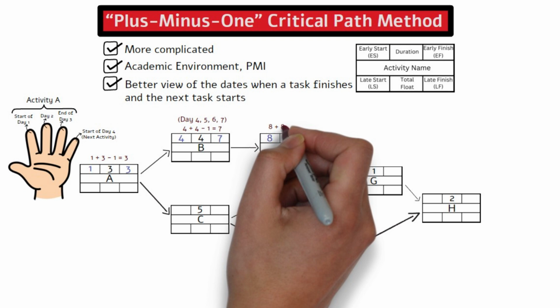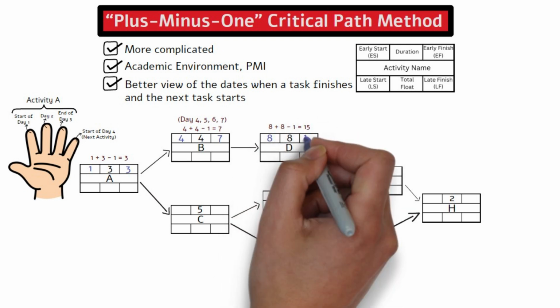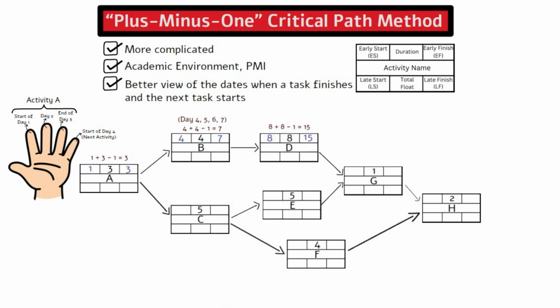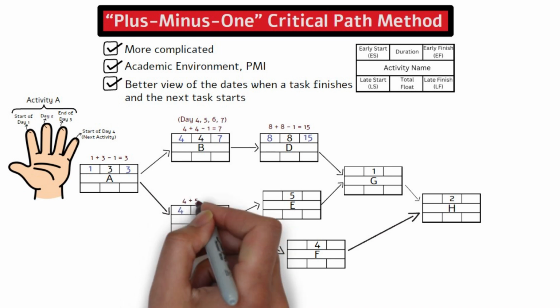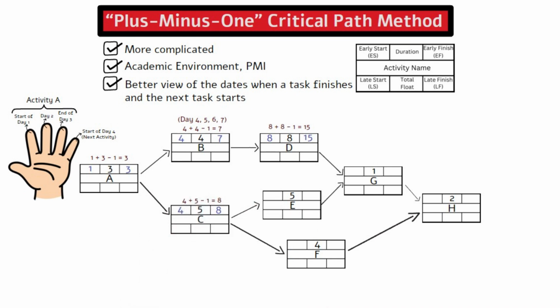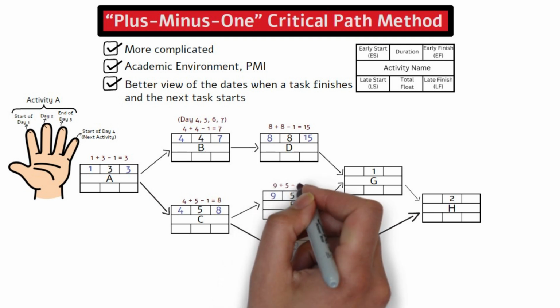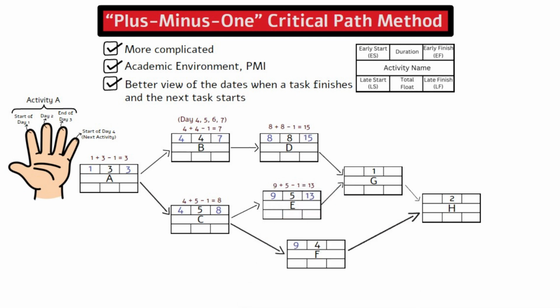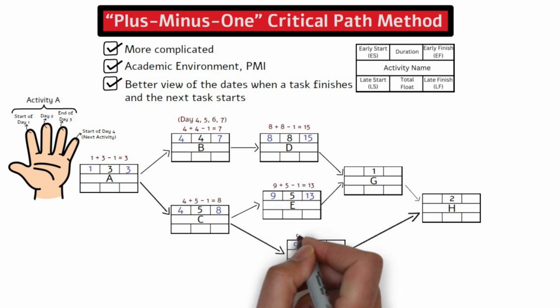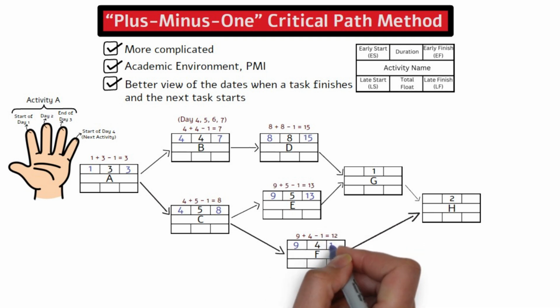The early finish for activity D is 8 plus 8 minus 1 equals 15. Before we can determine the dates for activity G, we will need to know the early finish for activity E, so we need to go back and work on activity C. For activity C, the early finish is 4 plus 5 minus 1 equals 8. The next activities E and F will start on day 9. The early finish for activity E is equal to 9 plus 5 minus 1 equals 13. The early finish for activity F is equal to 9 plus 4 minus 1 equals 12.